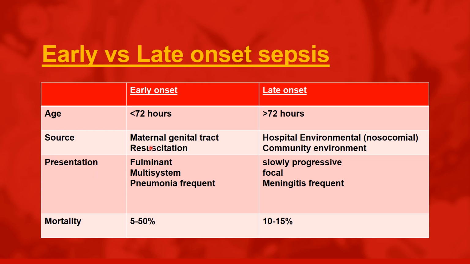The presentation of early onset sepsis is fulminant and it involves multiple systems, and pneumonia is a predominant feature, whereas late onset sepsis is slowly progressive, more focal, and meningitis is a predominant presentation. In mortality, early onset has 5 to 10% mortality, and late onset sepsis has 10 to 15% mortality.